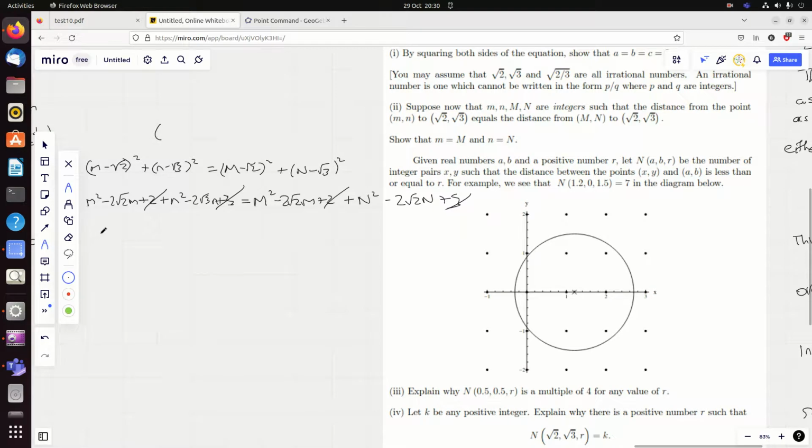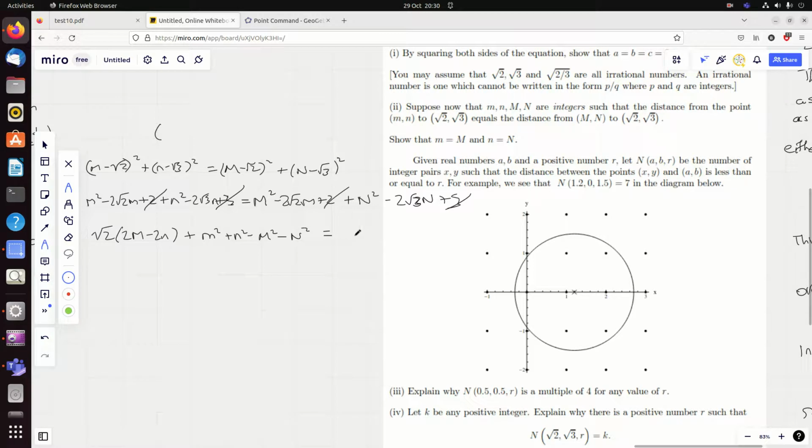I'll have the root 2's, and that will be 2 capital M minus 2 little m. Then you've got the integers, which is m squared plus n squared minus M squared minus N squared, and that equals the root 3's. Well, I can put that over here, my root 3's. Oh look, that should be a root 3, shouldn't it?